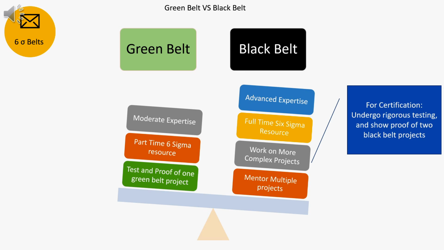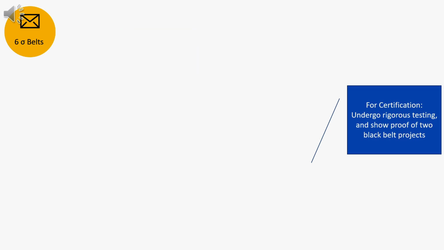For getting certified, a Green Belt has to pass a test and show proof of a Green Belt project. Similarly, for a Black Belt certification you will have to undergo rigorous testing, followed by proof of at least 2 multifunctional, highly complex, Black Belt projects.